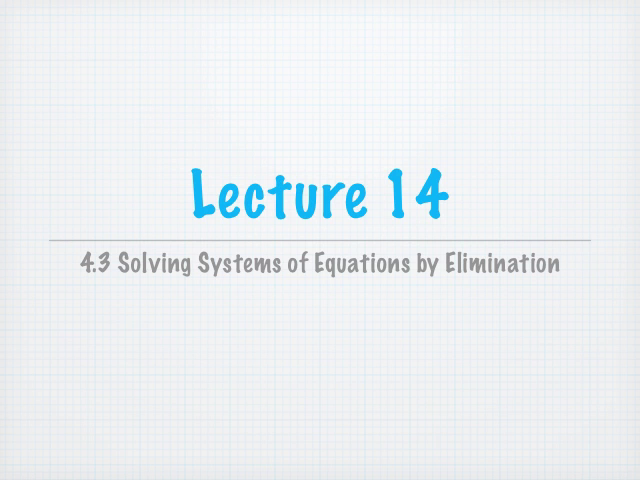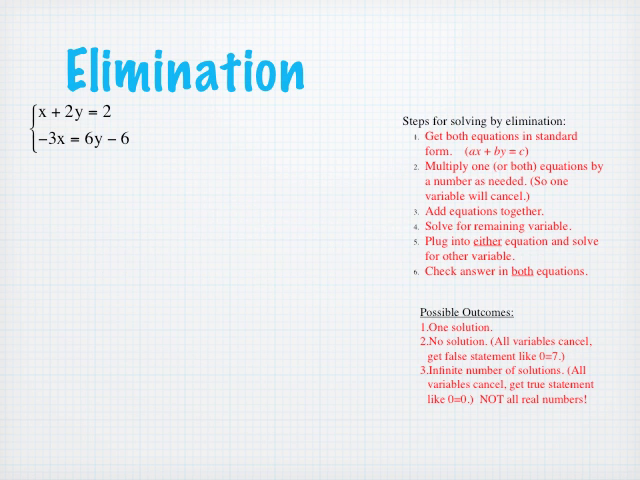Now we will do two examples where our solution might be something a little bit different. Let's say we have x plus 2y equals 2, negative 3x equals 6y minus 6. What's the first thing you need to do? Good. First thing you need to do is get both equations in standard form.